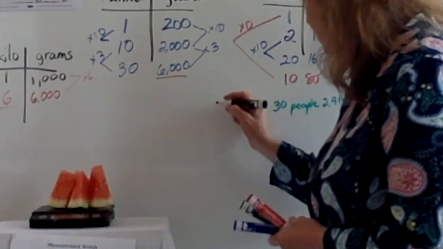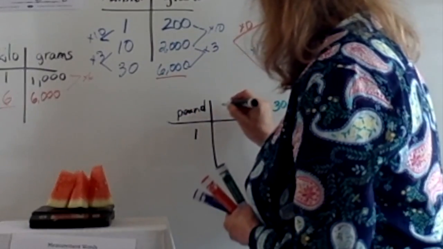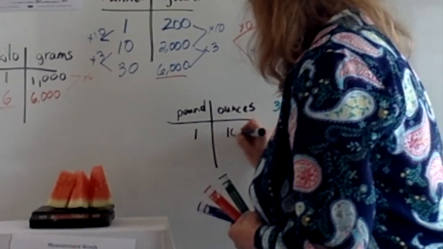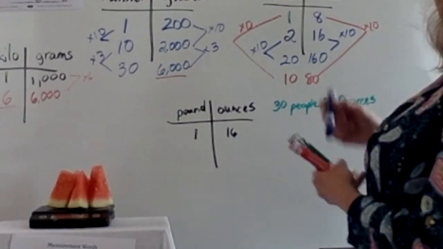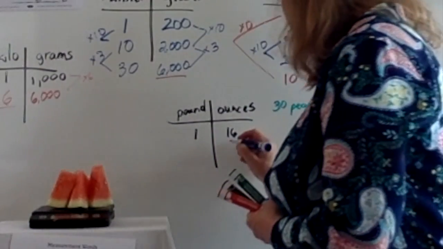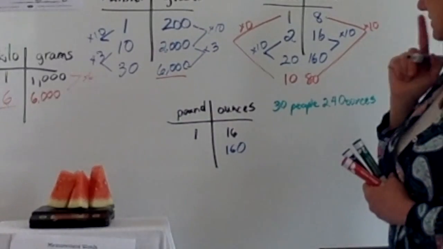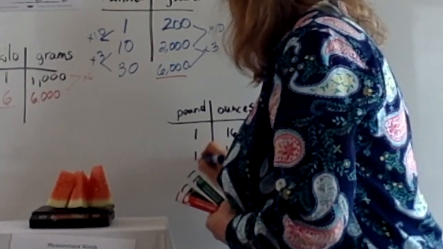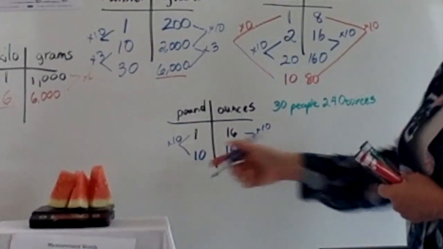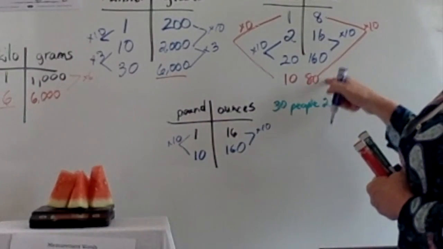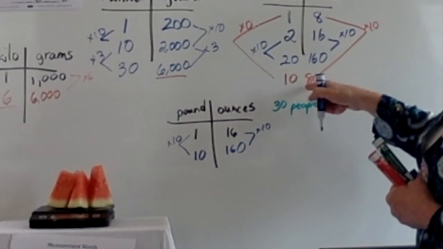I'm going to do another T-chart here. I have 1 pound and 16 ounces. I can use what I've done up here already. I had 160 ounces. How many pounds would that be? Well, that's just like saying 16 times 10, so it must be times 10. So I know I at least need 10 pounds. Oh, and look at this, 80 and 160. It's half. I need half of that.